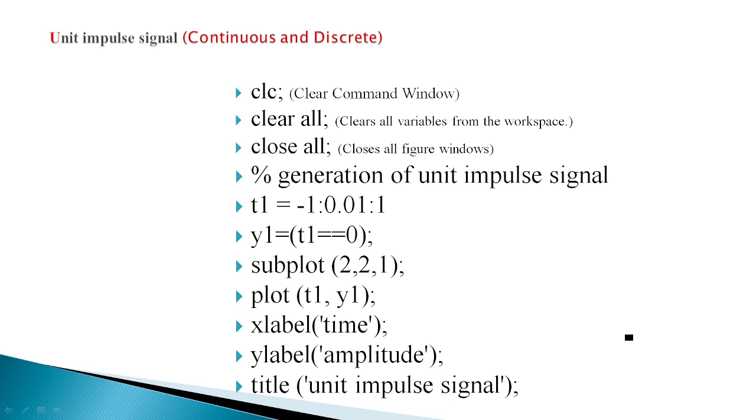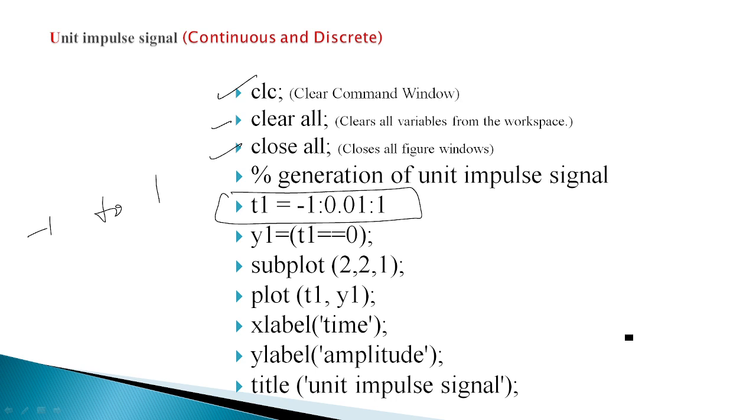This is the MATLAB program for that, and I'll explain. Here the general instructions are: CLC, clear command window; clear all for the workspace; and close all means close all figures and windows. Unit impulse signal generation: here we need to mention the time period, from -1 to 1. In between, we need to mention the time.